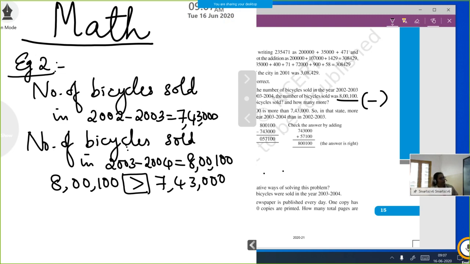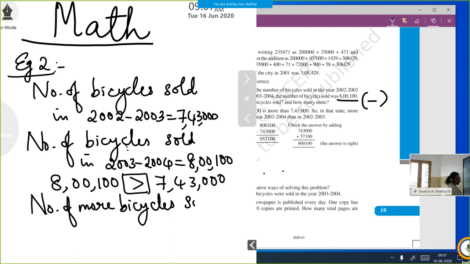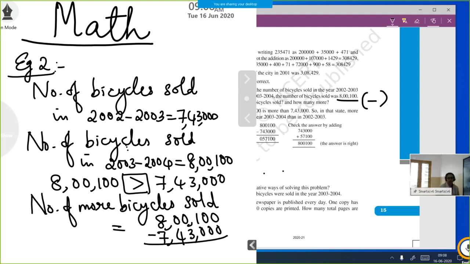Then what is the question? Next part of the question is how many more they sold? How many more means we had to do the subtraction. Okay? So number of more bicycles sold equal to, we have to subtract, children, 8,100,000 minus 7,43,000. Do it in the notebook. We are subtracting. Okay, you can do it in the rougher column.